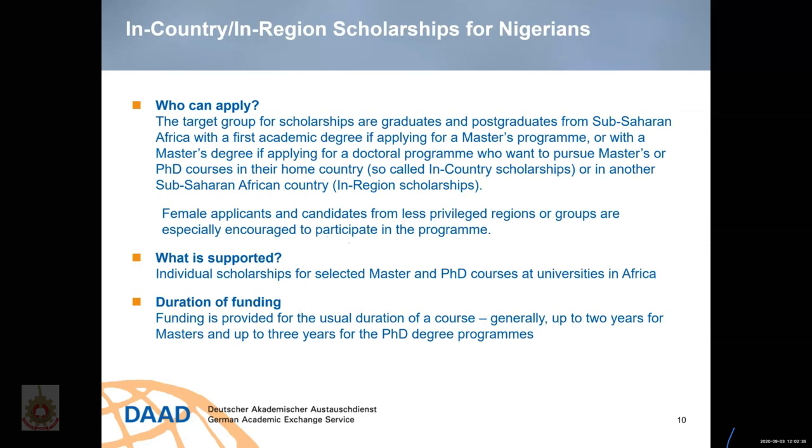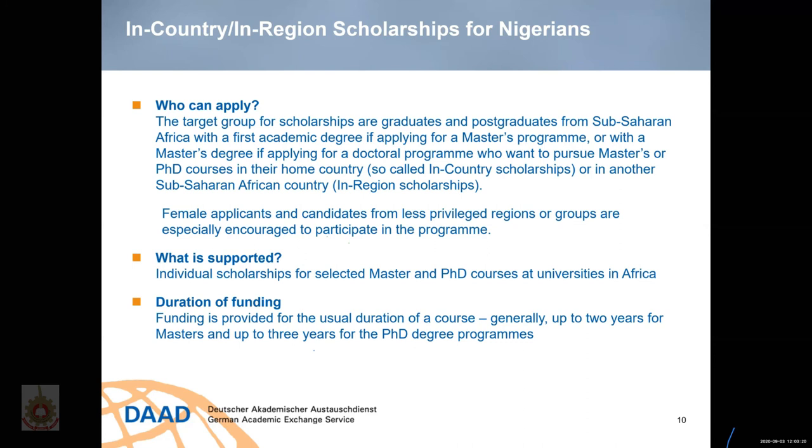The target group are graduates and postgraduates from any sub-Saharan African country. You must have a first academic degree if you want to apply for a master program, or you must have a master degree if you want to join a doctorate program. We especially encourage female applicants and candidates from less privileged regions or groups to participate in the program and to file their applications. We don't have a quota for female candidates, we don't have quota regions, but we take those applications into special consideration.